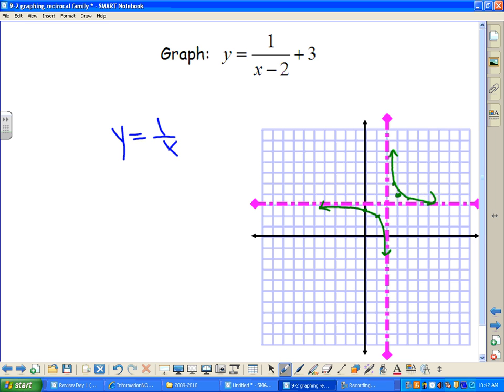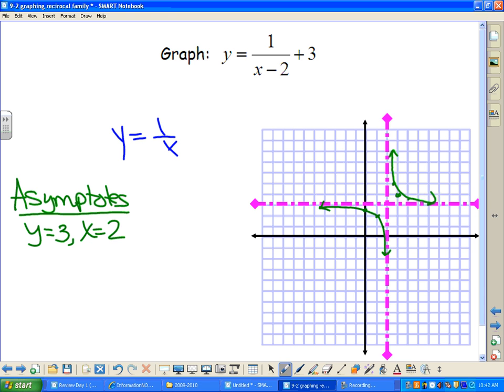Okay, well, what about your properties on this one? Y equals what? 3, good. And x equals 2. If you know the asymptotes, what else do you know? Domain and range, because these are the things that it can't equal. So the domain is all reals except for, can't equal 2, and the range is all reals except for 3.